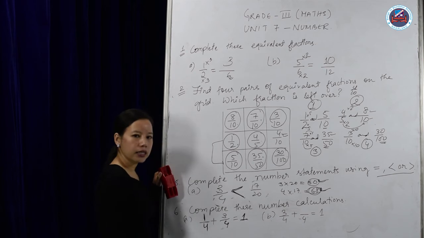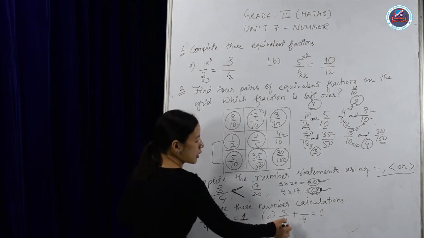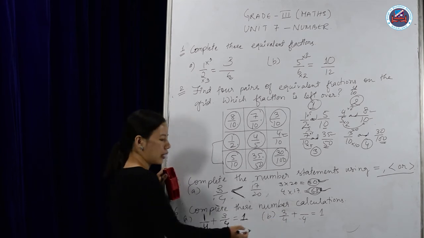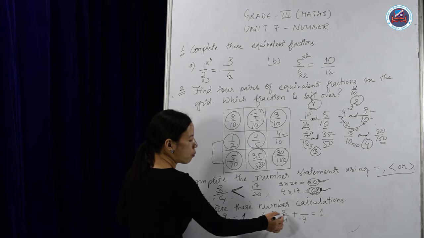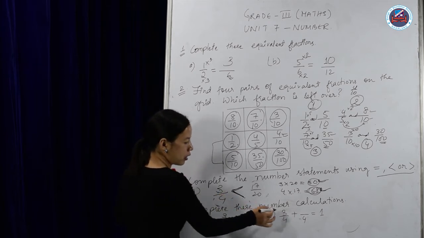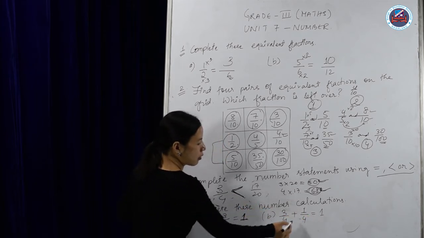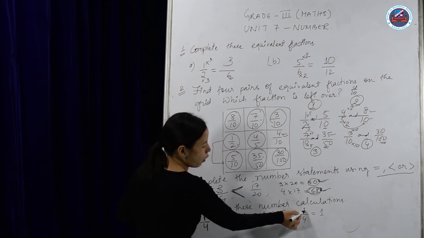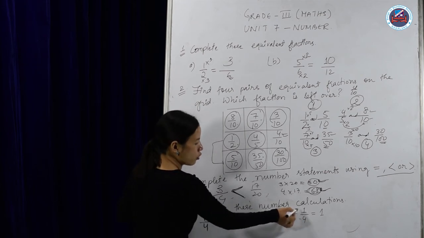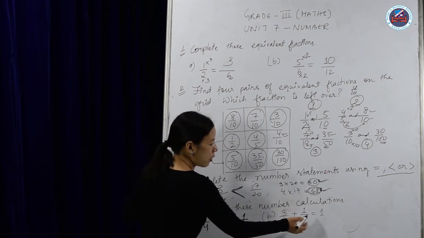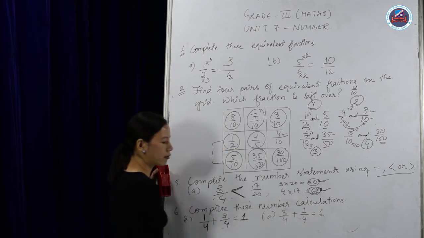That means how many parts is it divided into? It's divided into 4 parts, and out of 4 parts, 3 parts are given. That means only 1 part is left. So we write here as 1. So 3 plus 1 together makes 4. So top and bottom number is the same now. So the answer is 1.